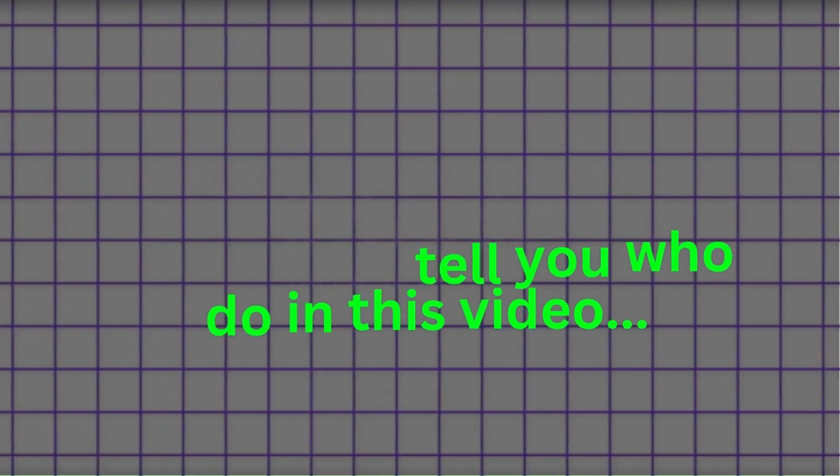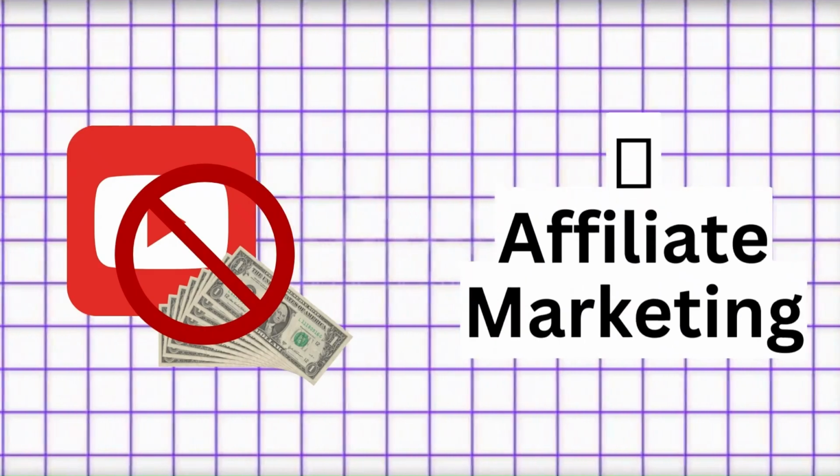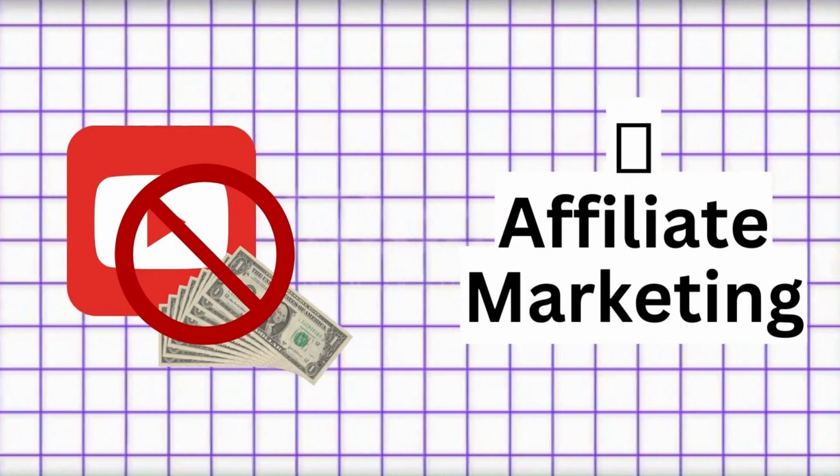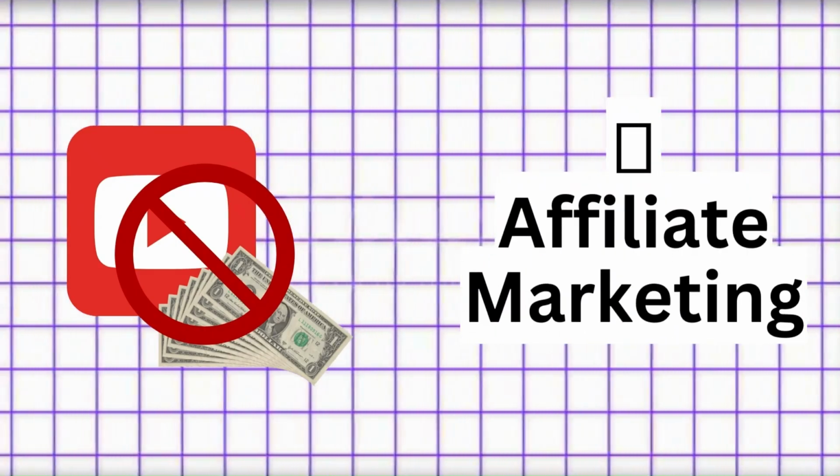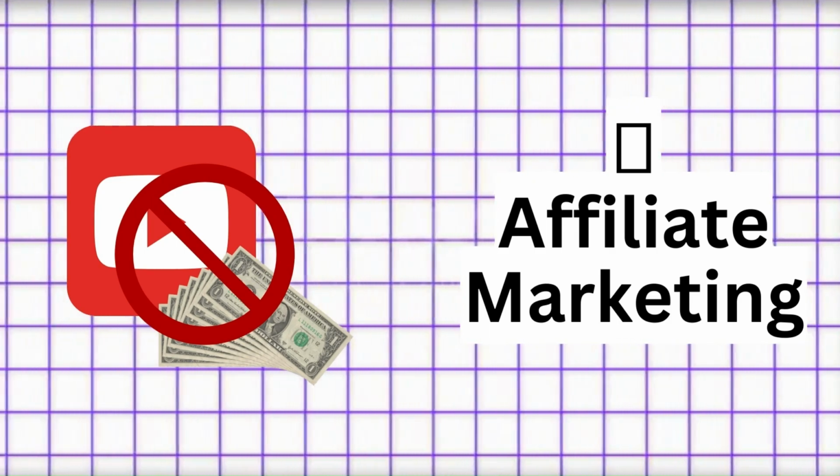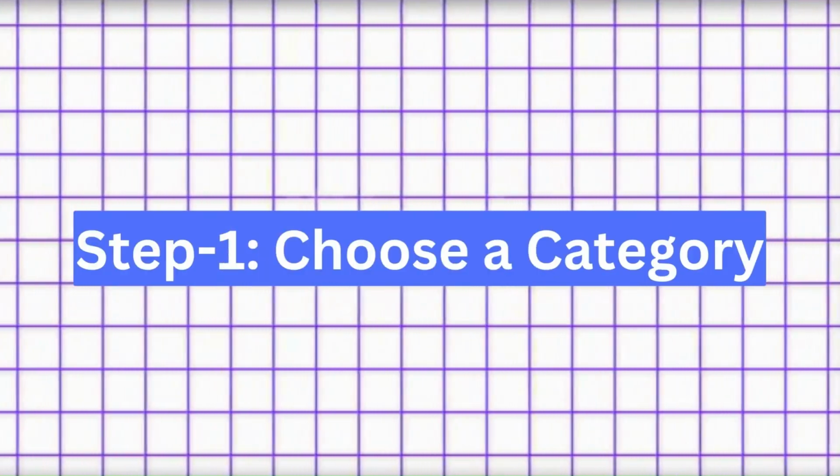In this video, our main focus is not on YouTube Shorts monetization. Instead, our main focus is on affiliate marketing with Clickbank. We will discuss how to promote Clickbank products with YouTube Shorts powered by AI. Let's get started. The first step is to choose a category.